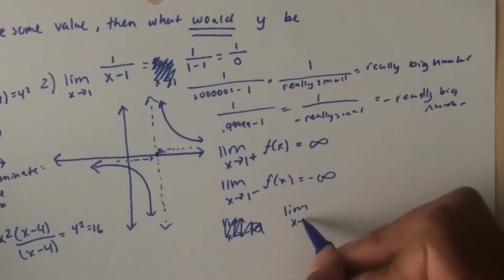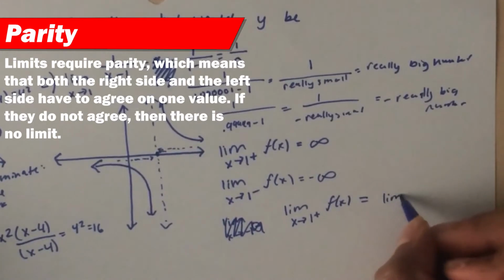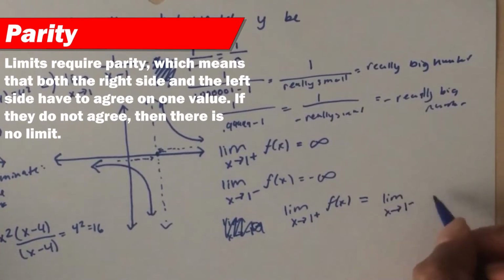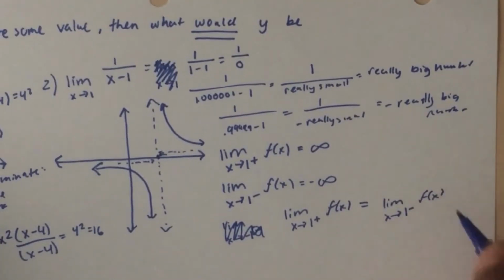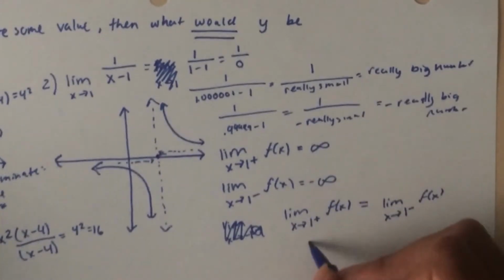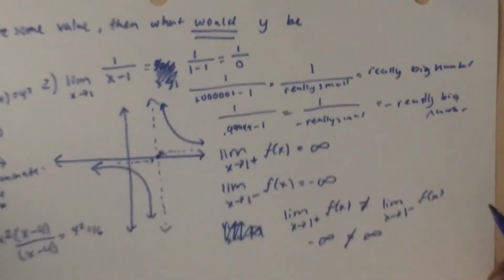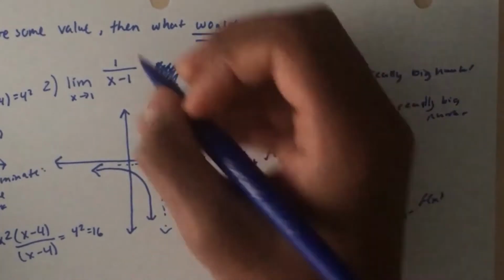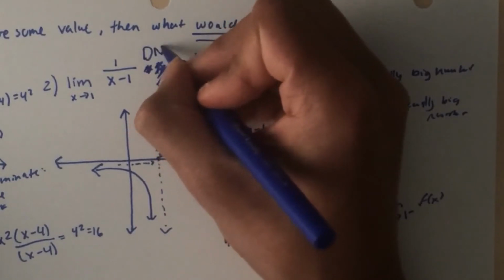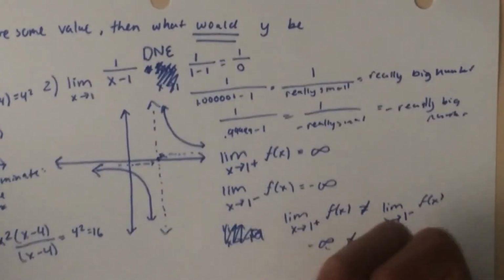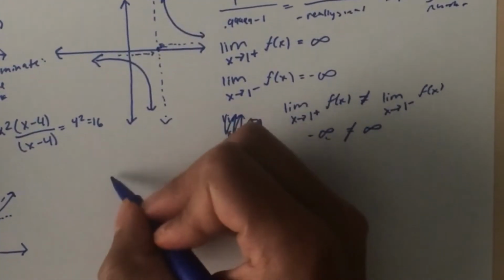And so, does this have a limit? And the answer is no, it does not, because for the limit as x approaches 1 of f of x to exist, the limit from the left side has to equal the limit from the right side. And negative infinity does not equal infinity, right? So there exists no limit here. We wouldn't say it equals something, we would say it does not exist. So I hope that clears some things up for you.